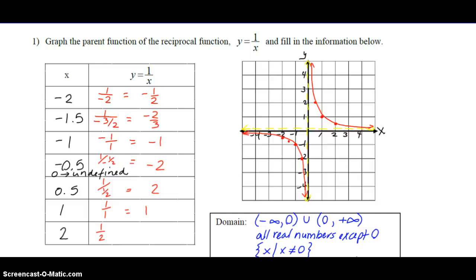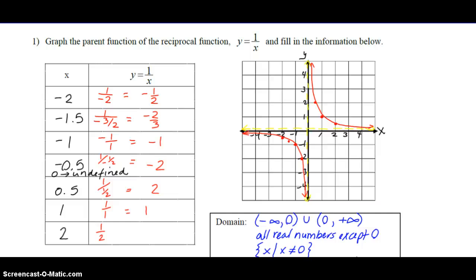This shape is called a hyperbola, and you'll notice in yellow that we have asymptotes, and those are the horizontal and vertical lines that the reciprocal function gets closer and closer to, but never actually crosses.